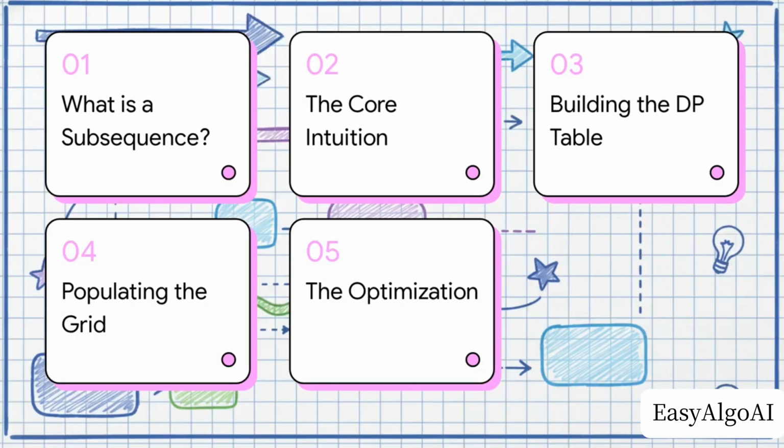Here is our game plan for today. 1. What is a subsequence? 2. The core intuition. 3. Building the DP table. 4. Populating the grid. And finally, 5. The ultimate optimization. Let's jump right in.